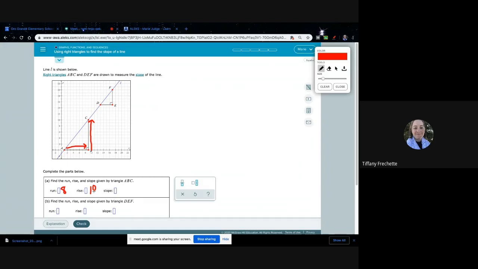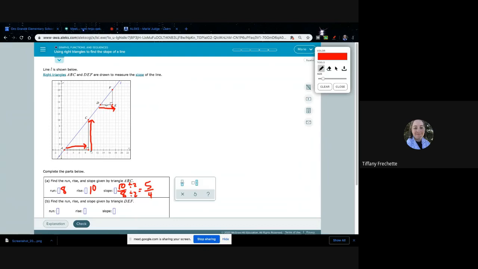All right, so the slope would be rise over run, but make sure we reduce it. They can both divide by 2 on top and bottom here, so we end up with 5 over 4. Now we're going to do the same thing for DEF. First, let's find the run. How far to the right do we go?